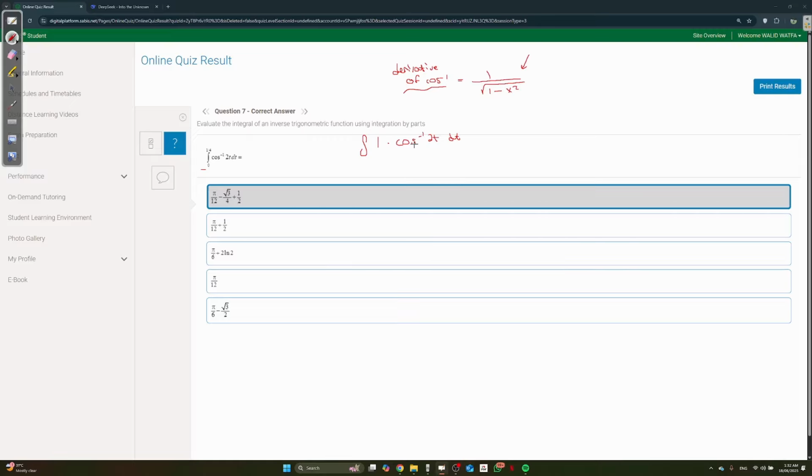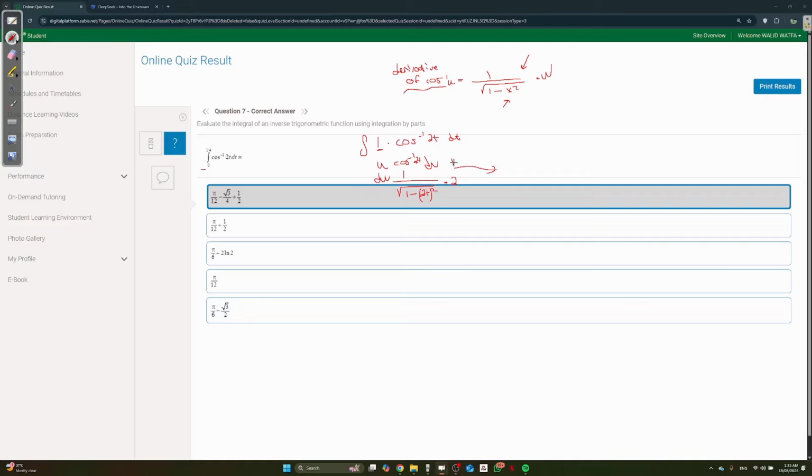Probably won't come. So doing this here, we need to choose our u and our dv. Obviously we can't use 1 as our u, so we're going to choose cosine inverse 2t as our u and 1 as our dv. So what's our du? What's the derivative of cosine inverse? It's 1 over root 1 minus 2t squared. Now here's the thing, this is 1 minus x squared. If it was u, you have to multiply by u prime. What's the derivative of 2t? It's 2. We'll keep it like this.